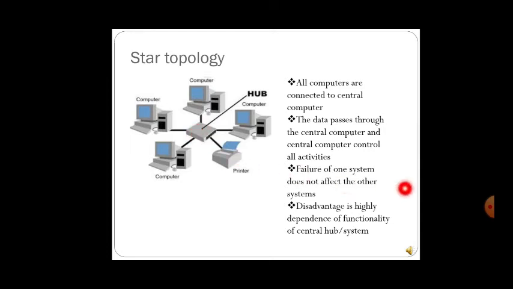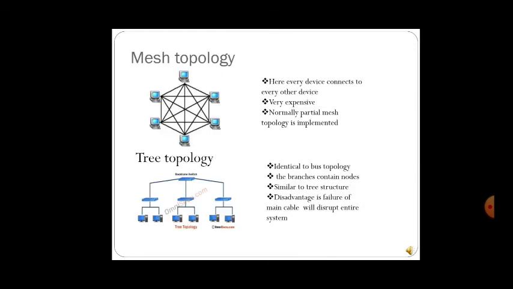So the disadvantage is the high dependence on the functionality of the central hub. This is the main hub, or what you call the main system. So it is highly dependent. All the systems are dependent on this particular system, so the functionality of this system should be very good. Otherwise, if this breaks down, then the entire network starts malfunctioning. So this is the major disadvantage of the star topology.